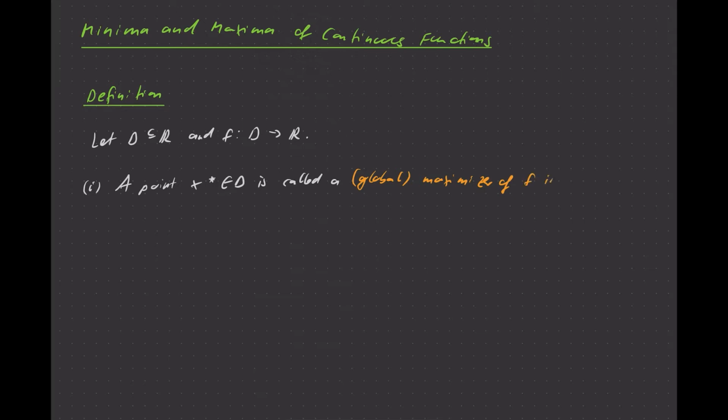Of the function f in D, and again we'll usually omit "in D" if we just refer to the complete domain. So a point is a global maximizer if f of x star is greater or equal to f of x for all x in D. So the function value at this point x star is the highest possible function value over the whole domain. Of course, there may be more than just one maximizer, and it's not even clear whether there is a maximizer or not. There are functions that don't have a maximizer. The corresponding function value is then referred to as a global maximum of f in D.